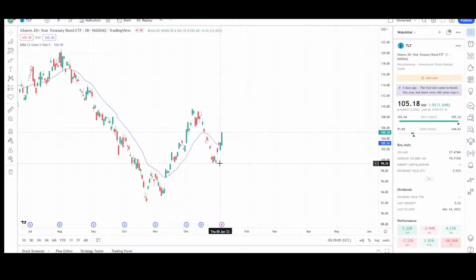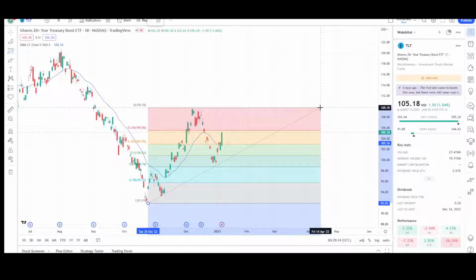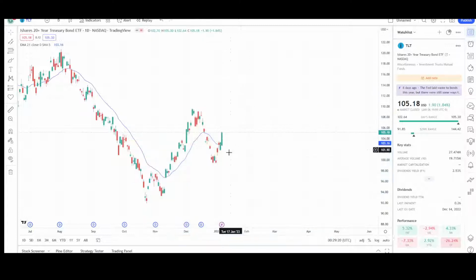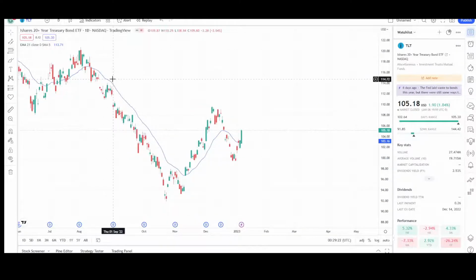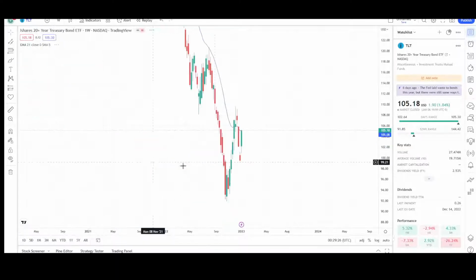All of a sudden it found some type of support at this 99 level. I don't see any support in the past, but if I do a fib retracement, maybe that can give us some answers. Well, it came very close to the 618, and it looks like we're going higher. So right now it looks kind of bullish for TLT. Now let's take a look at the weekly chart.